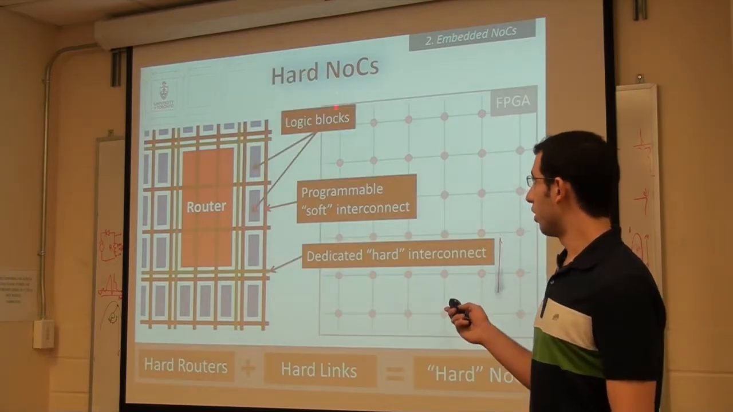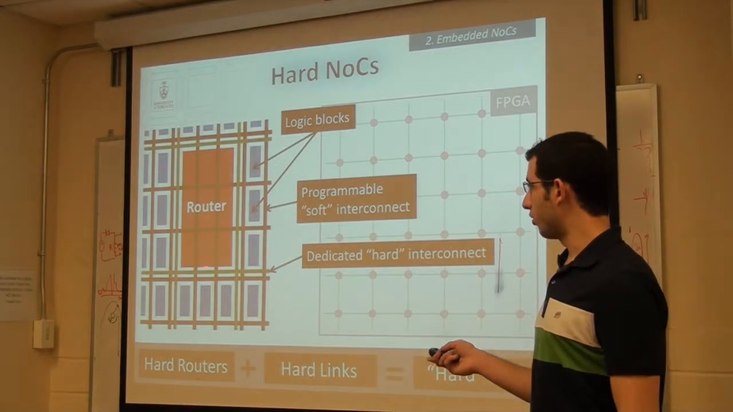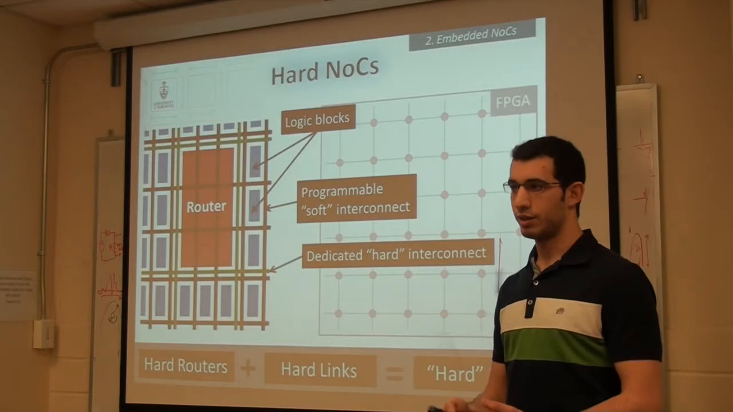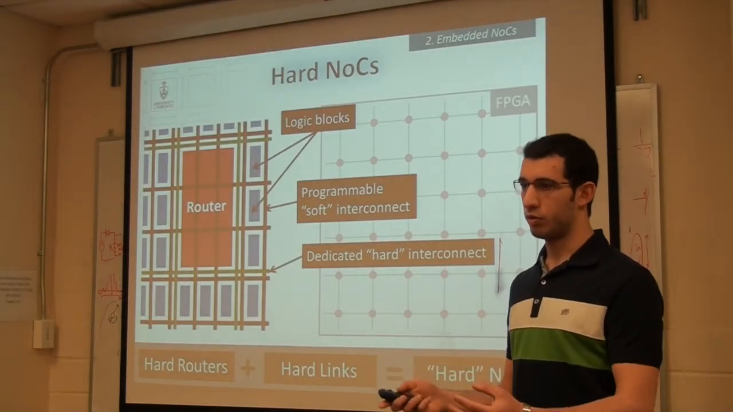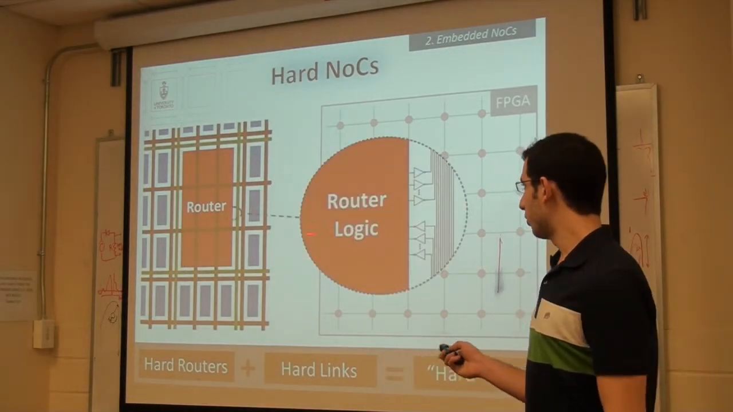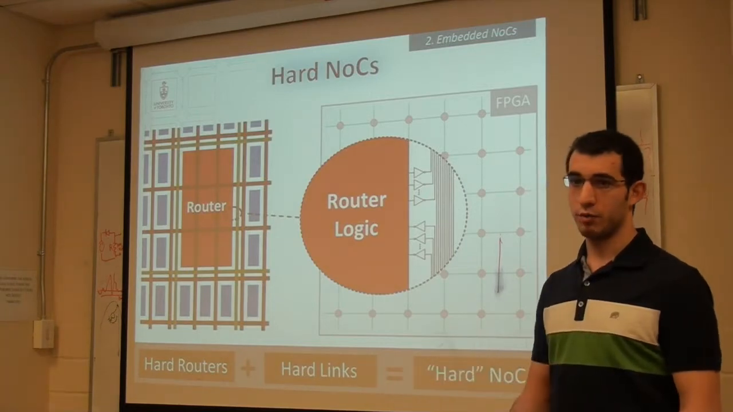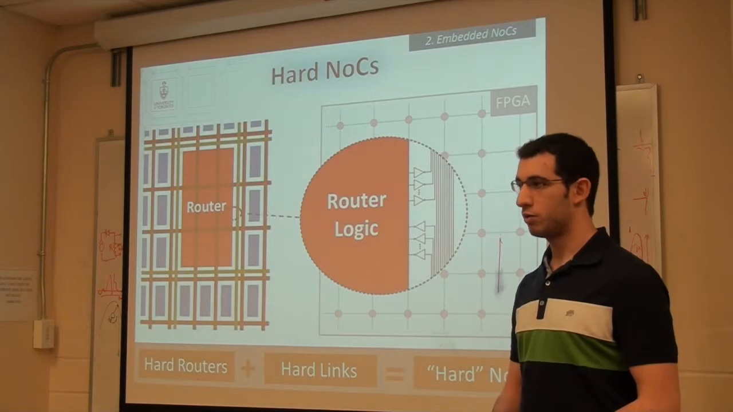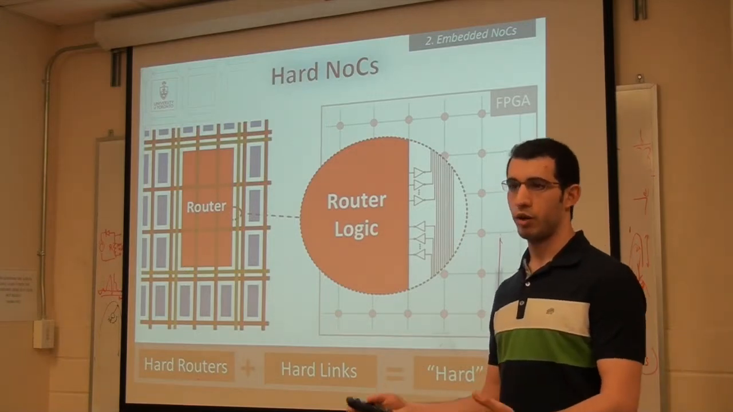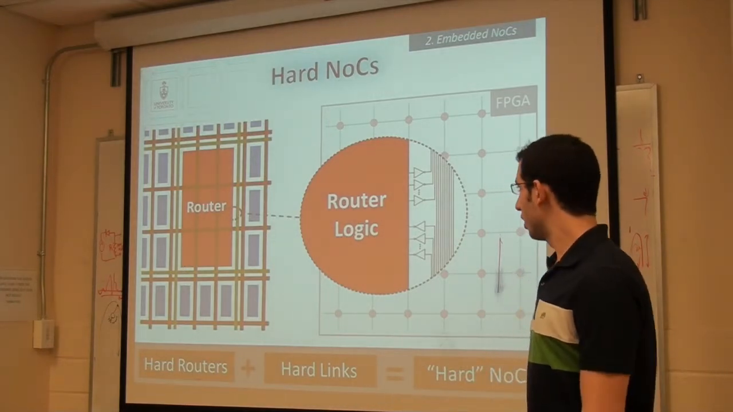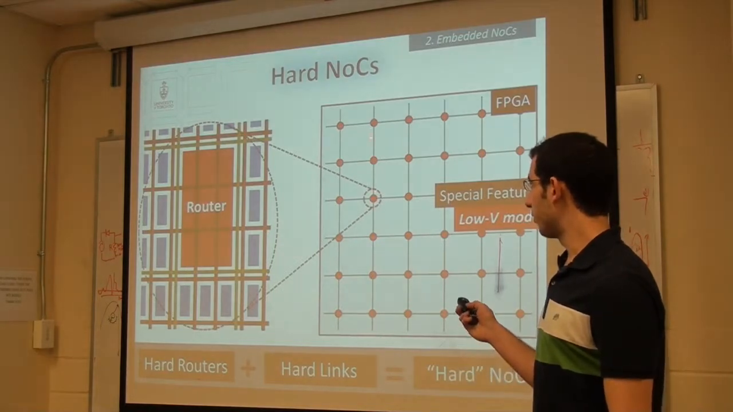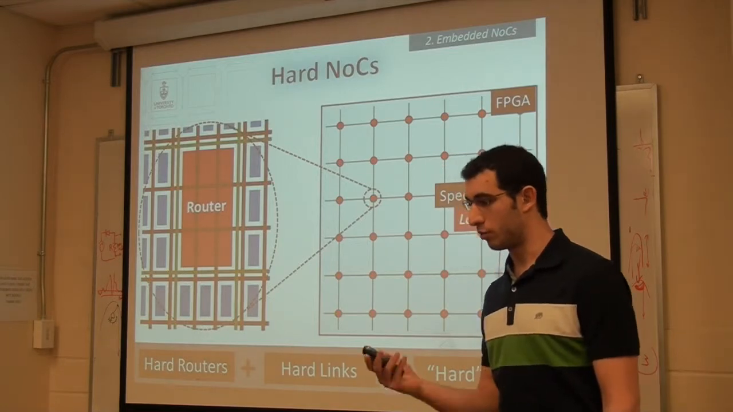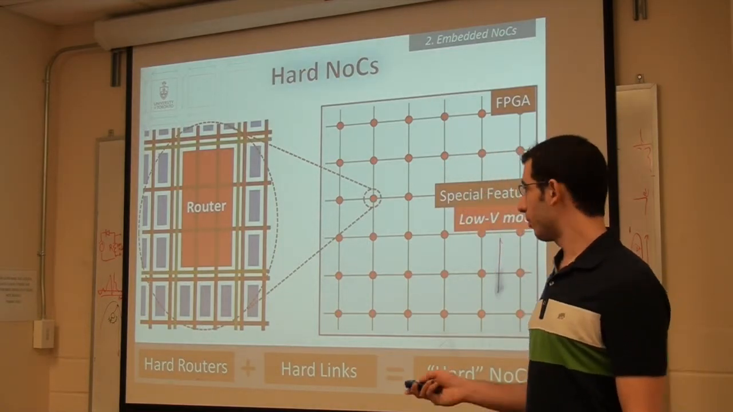When we go to hard NoCs, we still have the hard router, right? But we added the dedicated hard links as well. So that's dedicated metal wires to connect one router to the next. So now we don't need multiplexers anymore. We just have wire drivers at the inputs and outputs to basically drive those wires. So we don't have the extra area or power overhead of programmable muxing. And we can connect them in a fixed topology. In this case, we chose a mesh, but we still have a special feature here.